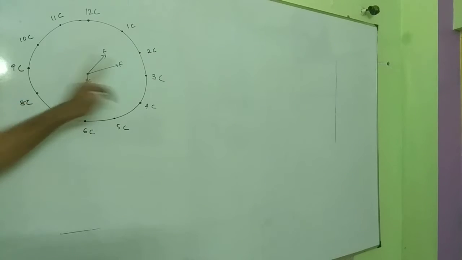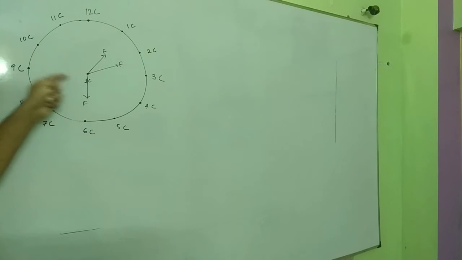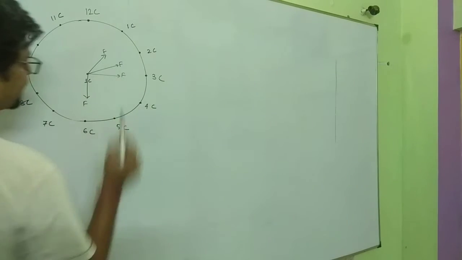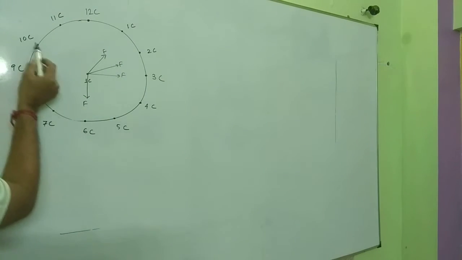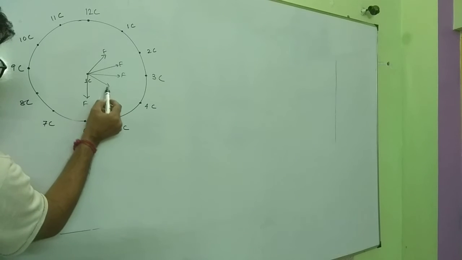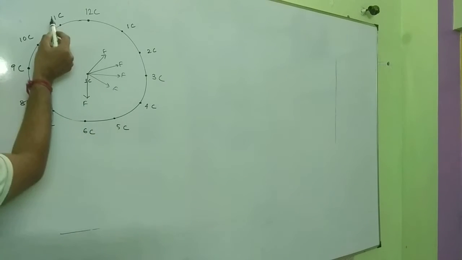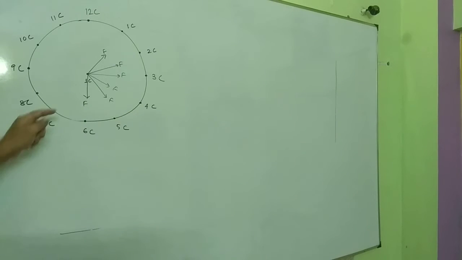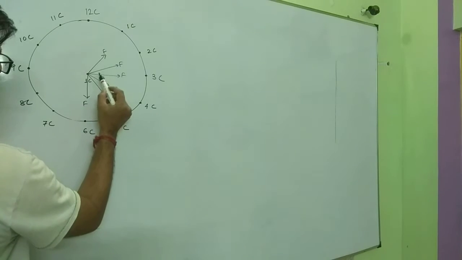Similarly, this is 3 coulomb and 9 coulomb. Again 3 coulomb will give a force in this direction, 9 coulomb will give a force in this direction. So again the net force will be due to the 6 coulomb. Similarly, this is 4 and 10, again force due to 6 coulomb, and 5 and 11, again the force due to 6 coulomb. So all the forces are due to 6 coulomb, the resultant force.